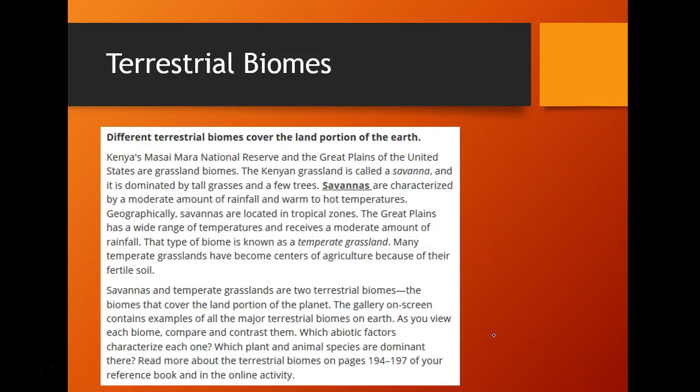When we talk about biomes, there are actually two different large groups that we can place the different biomes into. One is terrestrial and the other one is aquatic biomes. The terrestrial biomes are the land biomes. We have many different types of terrestrial biomes that we're going to be going over. For example, we have savannas and we also have temperate grasslands. These are two different types of terrestrial or land biomes. We're going to go over each of them in detail in the subsequent slides.